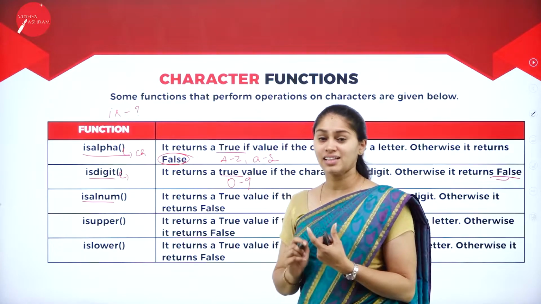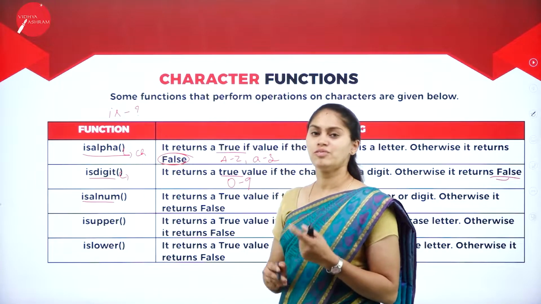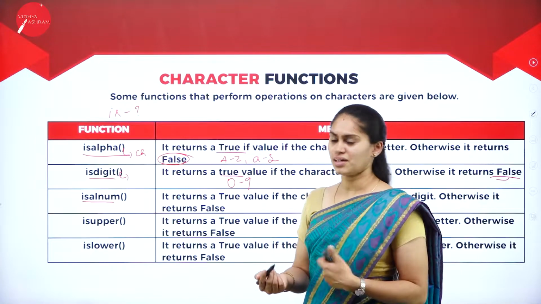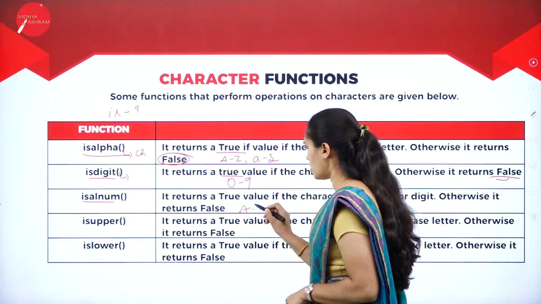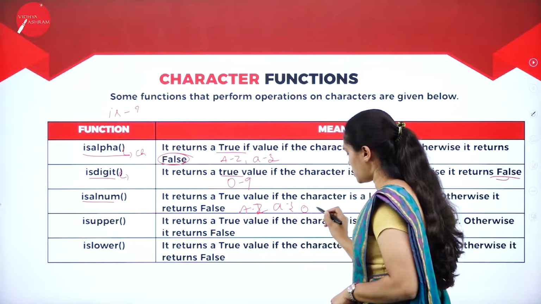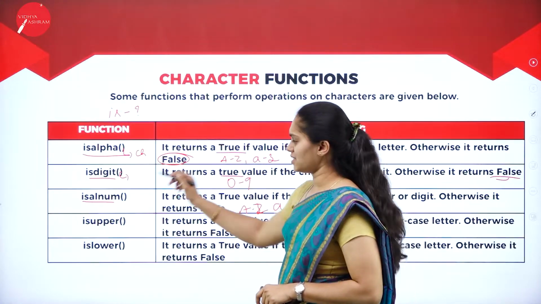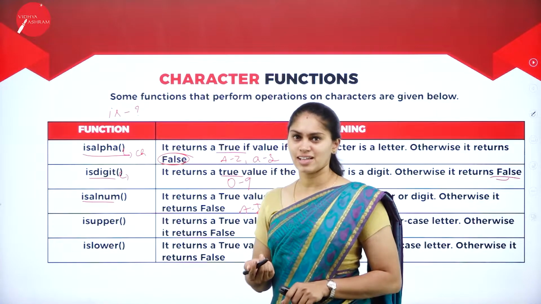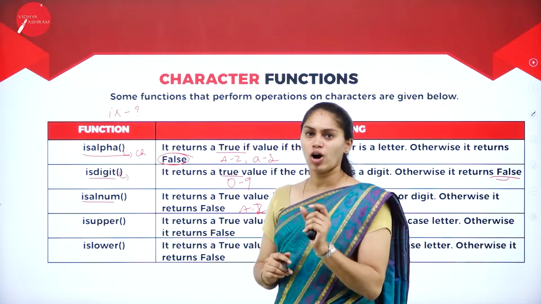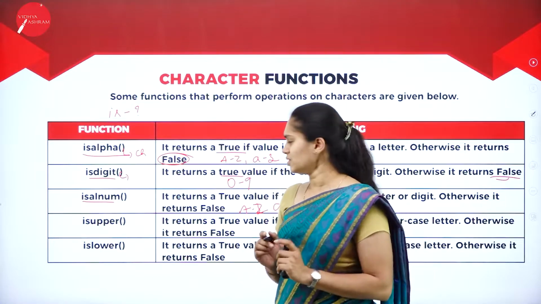Then isalnum. The "al" represents the alphabet, and "num" the number. If we give any value which is a combination, it can be either an alphabet or a number. Okay, so it may comprise capital A to Z and small a to z or any of 0 to 9. If any one of these characters is given as an input, then it will give the value true. If not, then it will return false. isalnum: it can be either an alphabet or a number from 0 to 9.